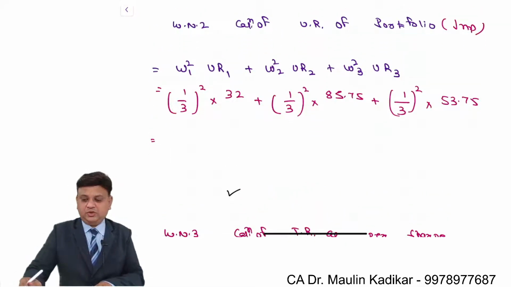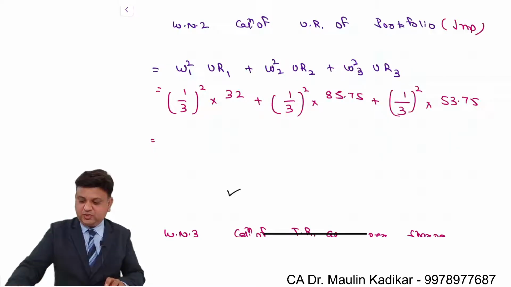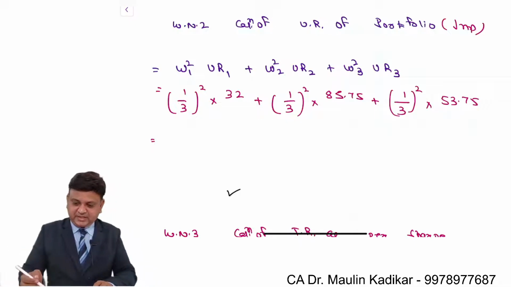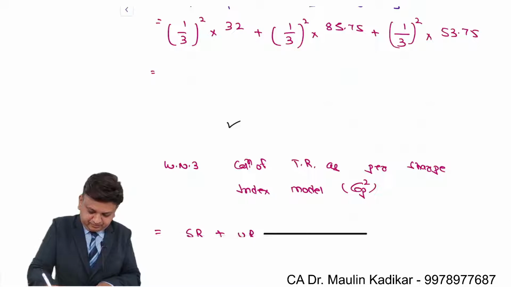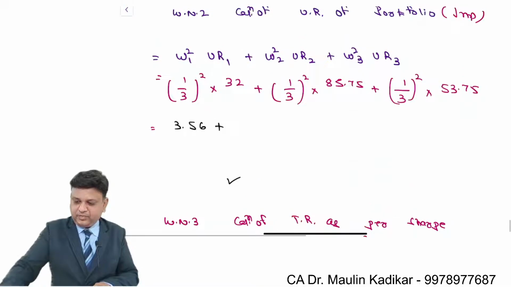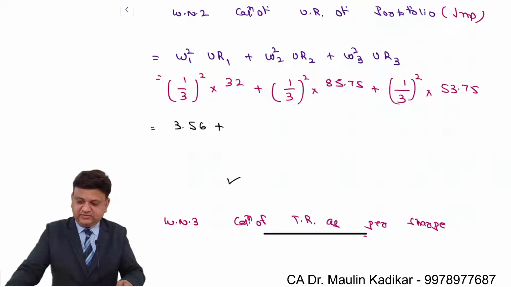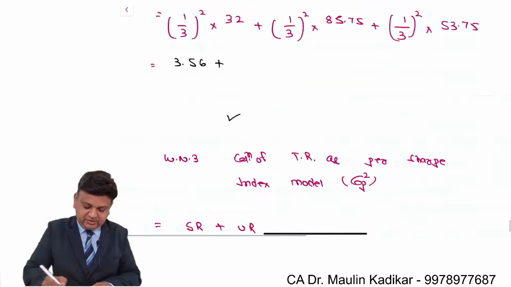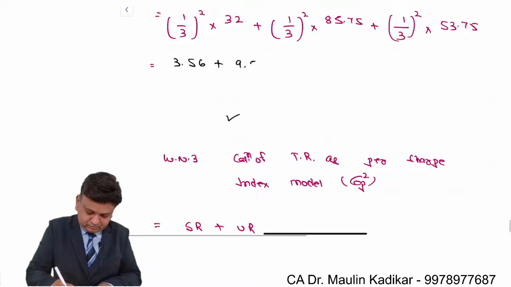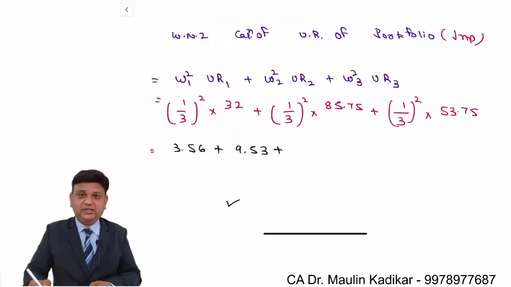Okay. So let us see how to do the answer. 1 by 3 is 0.33333. Its square is 0.111111 into 32. That comes to 3.56. Again the same, square of 1 by 3 into 85.75, so 9.53. Again the same into 53.75. That is 5.97.